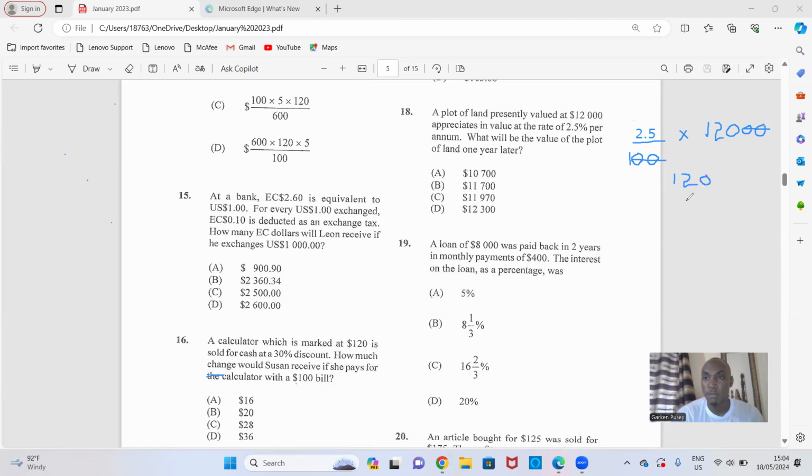Multiply by 25. So those who can multiply by 2.5, that's fine. But I'm trying to cater to those who don't really know what to do. So I'm just going to take out the decimal. So this is one simple way. Once you're multiplying by a decimal, just change it to a whole number.